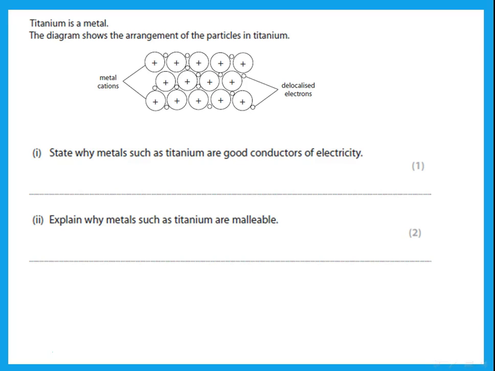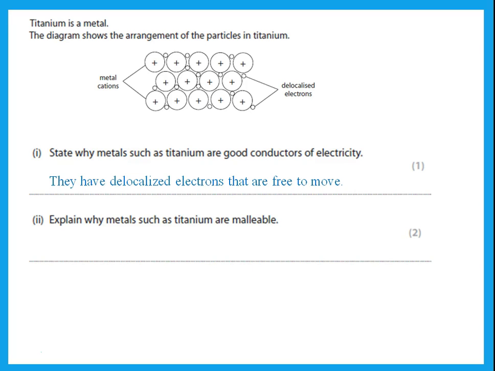Titanium is a metal. The diagram shows the arrangement of the particles in titanium. State why metals such as titanium are good conductors of electricity. We said metals are good conductors of electricity because what? Because they have delocalized electrons that are free to move.